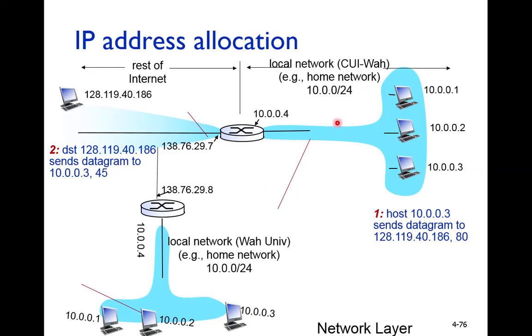Normally in an organization, private IP addresses are assigned to the machines. Private IP addresses are assigned to machines, so you can see that these IP addresses are reused.